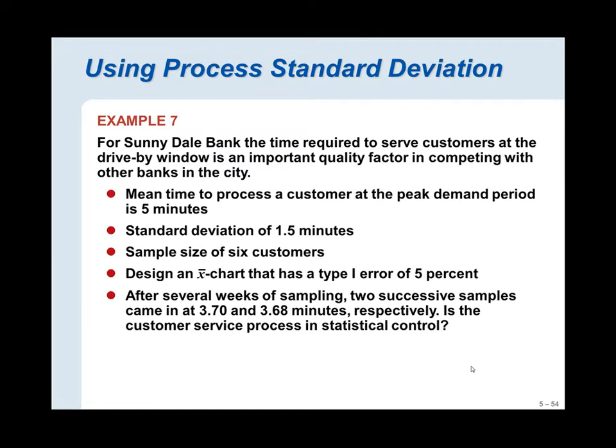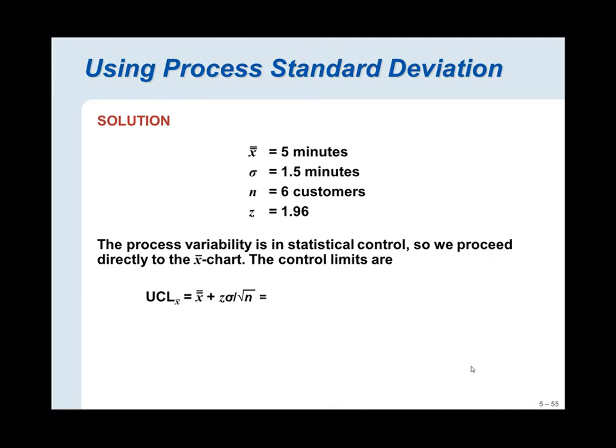This Sunnydale bank is a good example of the alternate form. The process has a standard deviation of 1.5. The sample size is 6 customers. And the organization would like to adopt a type 1 error of 5% as a standard. In this example, we will convert the type 1 error of 5% into a z value, which is equivalent to 1.96.